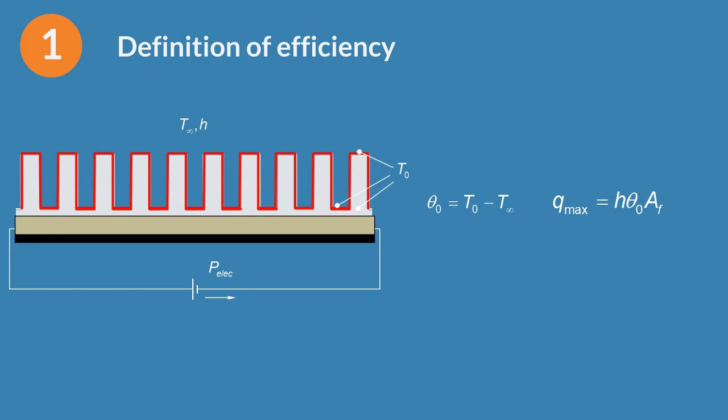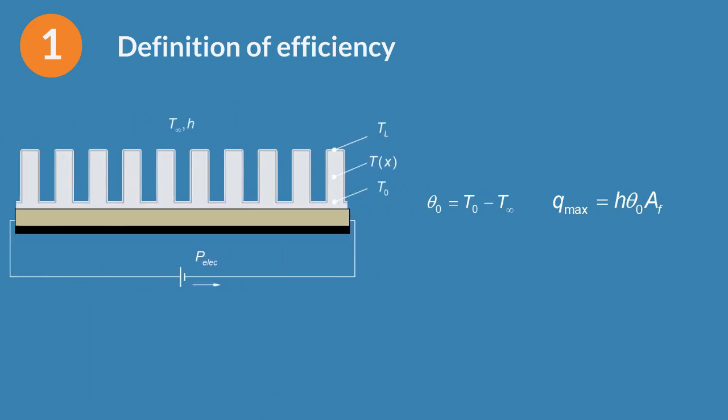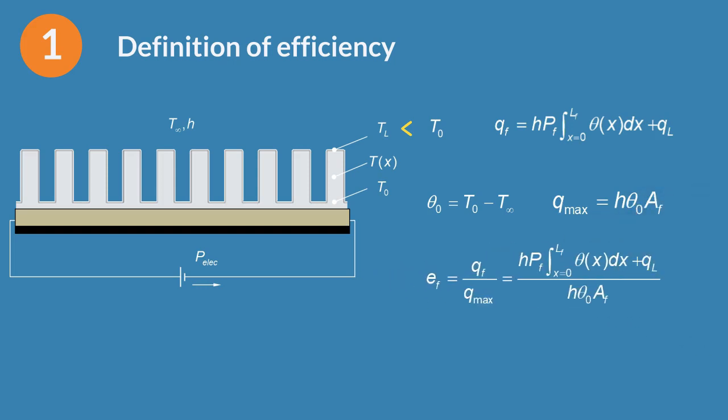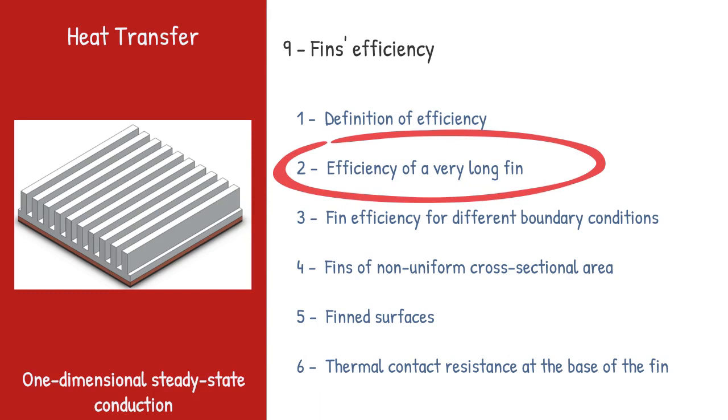However, since fins have a finite conduction resistance, a temperature gradient must exist along the fin, and the above condition is an idealization. The fin heat transfer rate is lower than the maximum. A logical definition of fin efficiency is therefore the ratio between the real heat transfer rate and the maximum heat transfer rate. What is the efficiency for a very long fin?